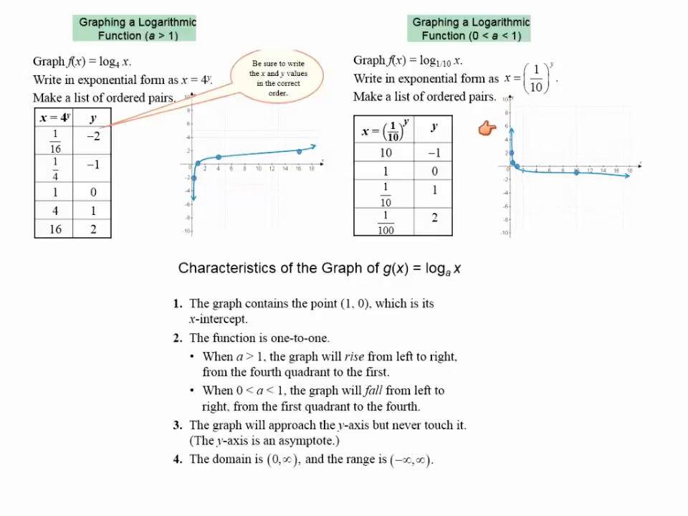The range would be the value of y, which pretty much covers everything, because this graph is going to go down to negative infinity, and this graph, on the other side, is going to increase, covering all the y-axis at the top. That's why the range would be all the numbers from negative infinity to positive infinity. These are the characteristics of the graph y is equal to log of x.